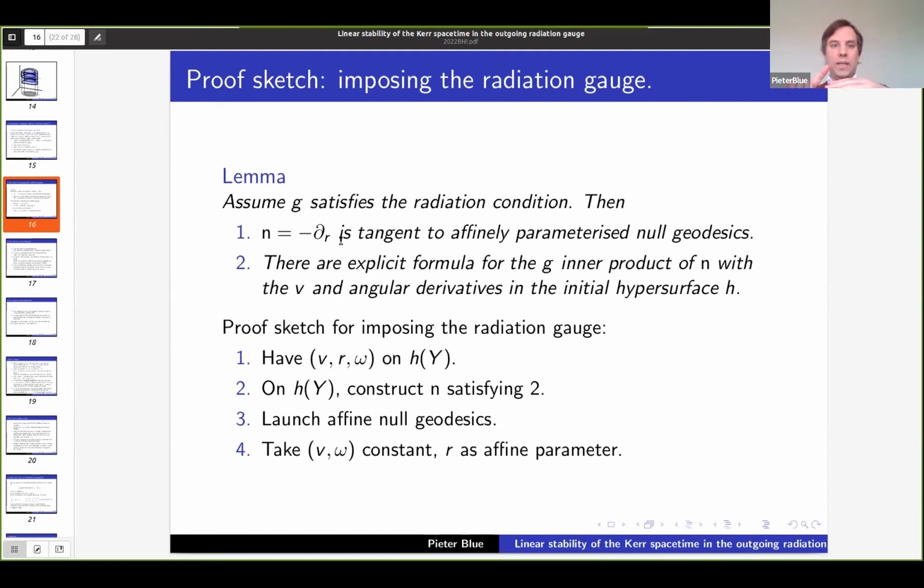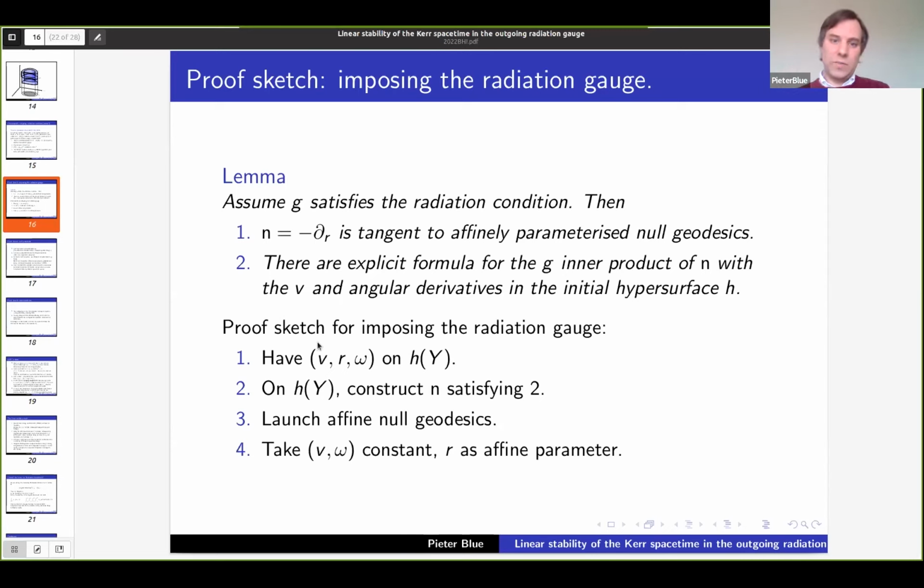And secondly, of somewhat less interest, on the initial data surface, you have the partial v tangent to it and the angular directions tangent to it, and you can calculate what the inner products of those vectors must be. And so then, from observing what consequences follow from the radiation gauge, if it were to hold, one can just sort of impose those by hand.